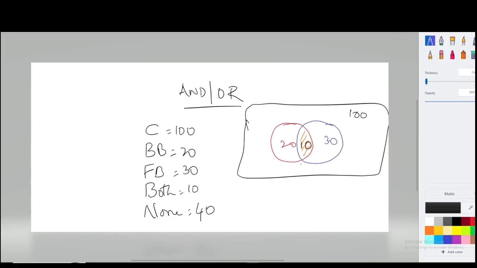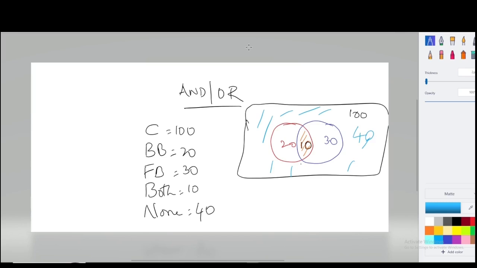This is the intersection of both events, where event 1 is a student playing basketball and event 2 is a student playing football. The intersection of these two events gives us the students who play both basketball and football. What about students who play neither? That is the area outside these two circles. This entire area outside the two circles are those students who do not play either football or basketball, which is 40.